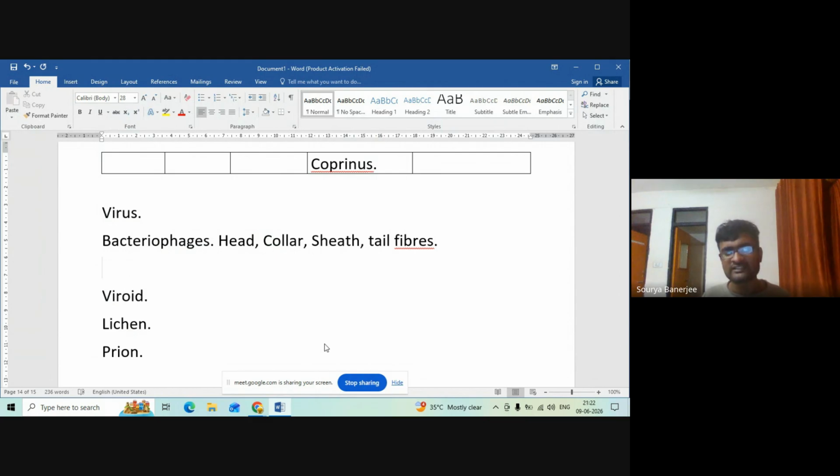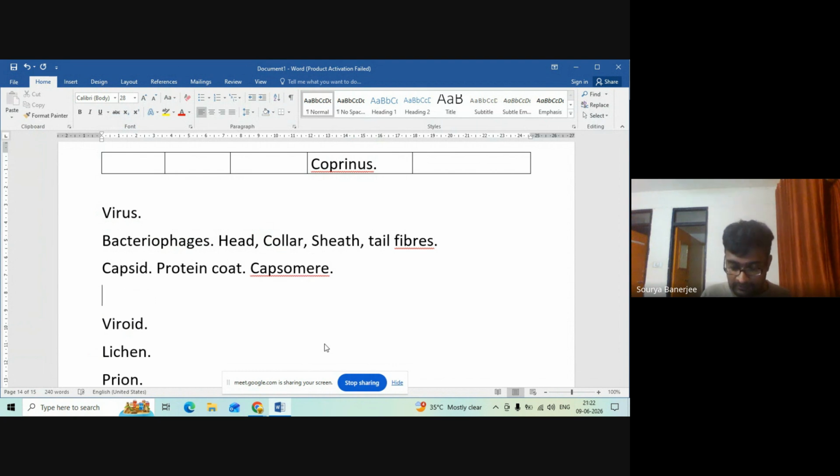Okay, they have either DNA or RNA. And they have a capsid, which is a protein coat, and each unit of capsid is called a capsomere. They are obligate parasites.